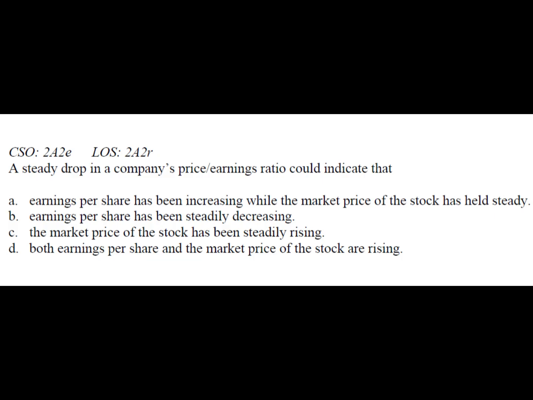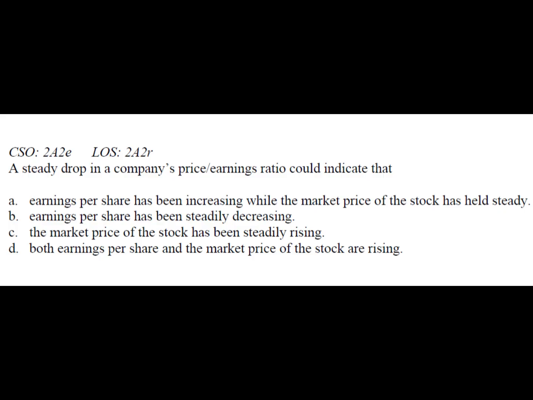A. Earnings per share has been increasing while the market price of the stock has held steady. Correct. If the numerator, market price, remains unchanged while the denominator, EPS, increases, the PE ratio decreases. B. Earnings per share has been steadily decreasing. Incorrect. Lower EPS would increase the PE ratio if the stock price remained unchanged.